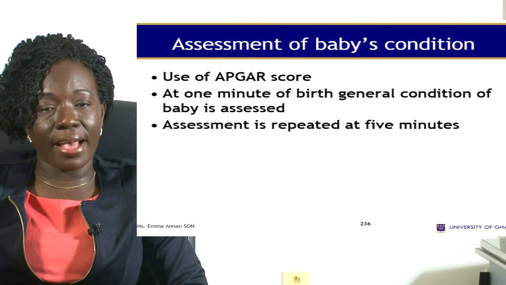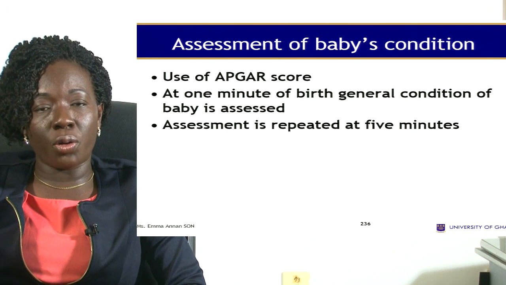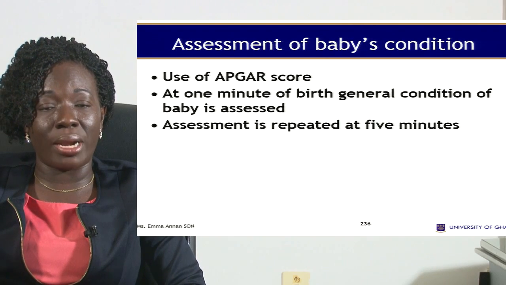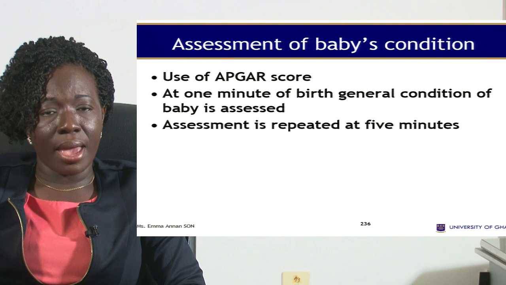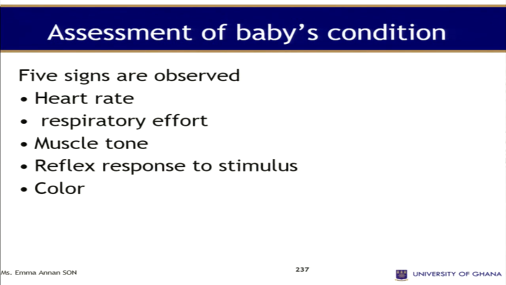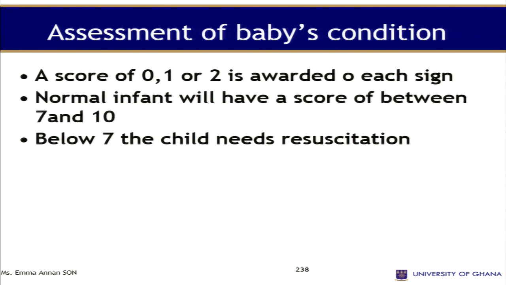Then immediately you assess the APGAR score, and I'm sure you all know about the APGAR score. It is assessed at 1 minute of birth. Within that minute, the general condition of the baby is assessed, then it is repeated at 5 minutes. What are the signs that are observed? You observe the heart rate, respiratory effort, the muscle tone, the reflex response to stimulus, and the color. A score of 0, 1, or 2 is awarded to each sign. The normal infant will have a score of between 7 and 10. Below 7, the child needs to be resuscitated.